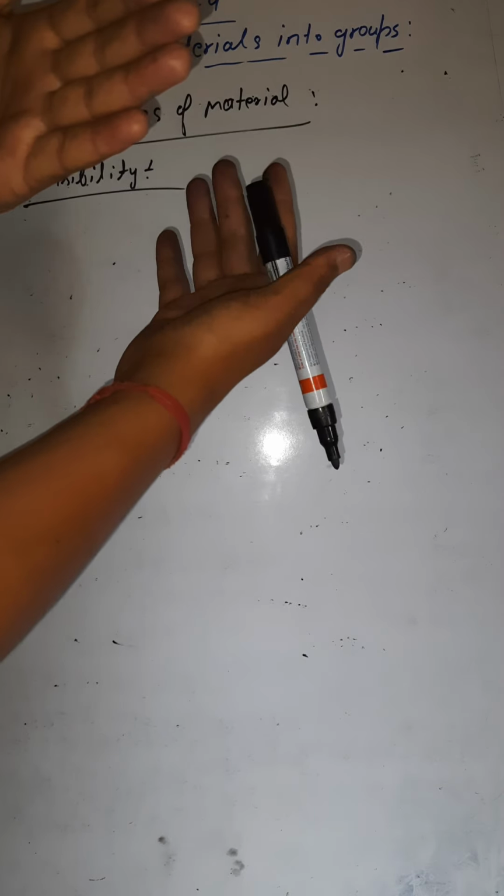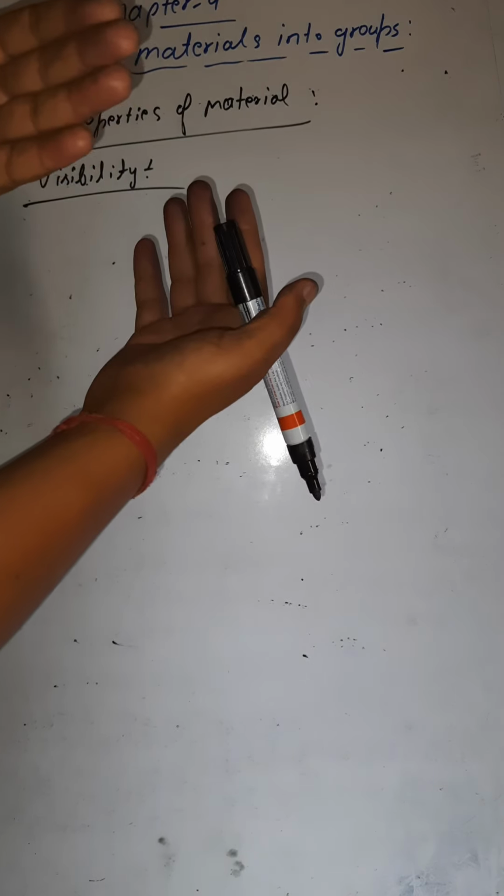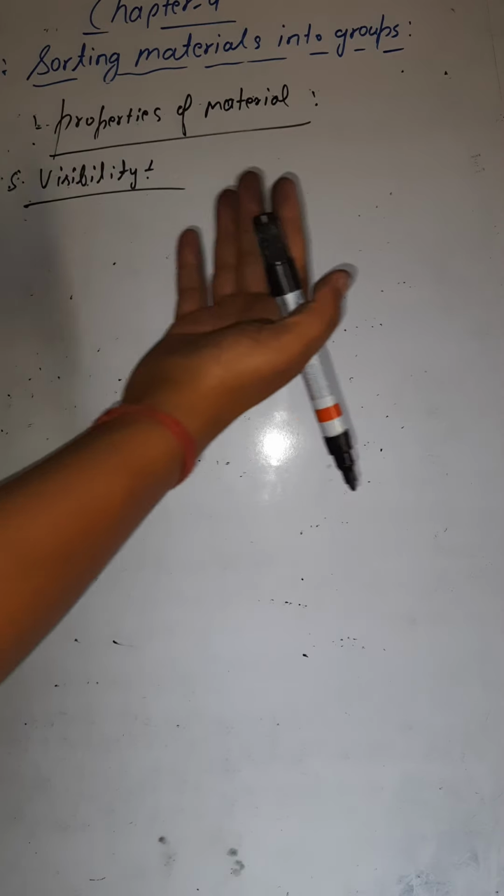But at the same time, suppose I put an aluminium foil here. If I want to look from here, suppose I have my hand here, I cannot see my hand. The objects through which you cannot see are called opaque.